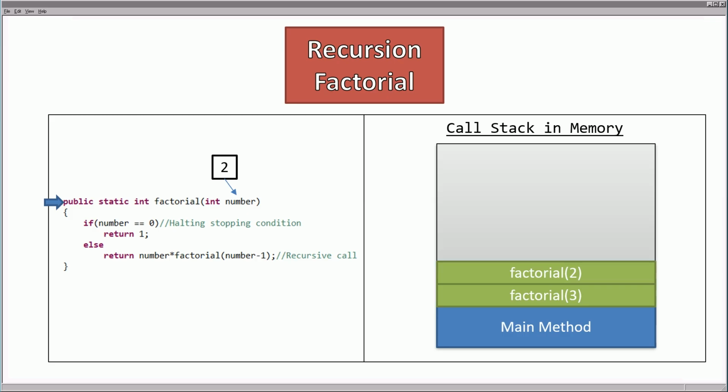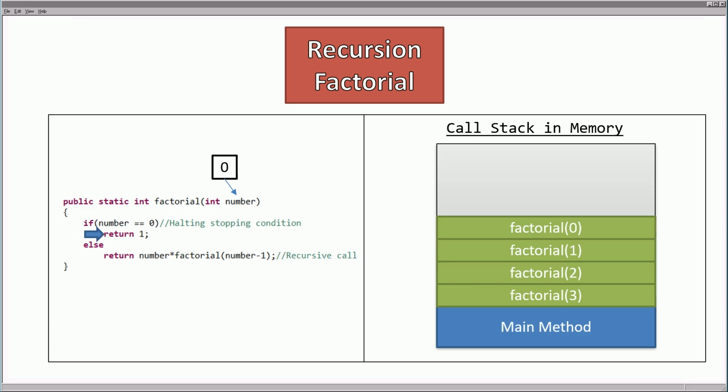Now we need to solve this problem, and as 2 is not equal to 0, now we have to return the value of 2 times the factorial of 2 minus 1, which is 1, and we push that onto our call stack. Now 1 is not equal to 0, then 1 times whatever this factorial is, 1 minus 1 is 0, we now push factorial of 0 onto our call stack. Now 0 is equal to 0, so now we have to return the value of 1 right here.